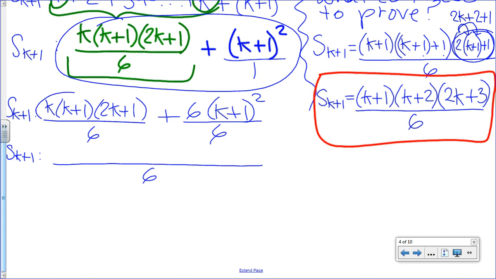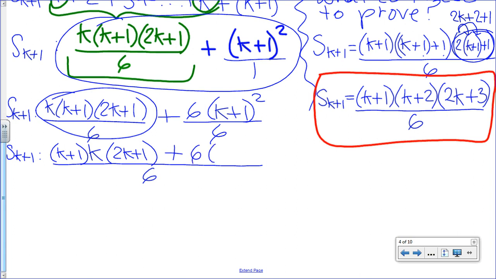So, for this part, I'm going to rearrange the terms so that they look like this. K plus 1 times K, and then 2K plus 1. Yeah? Can I do that? Yes, because multiplication is commutative. So then we do that, and then on this side, I'm going to write it this way. 6 times K plus 1 squared. So the only thing that changed was the rearrangement of the first fraction.